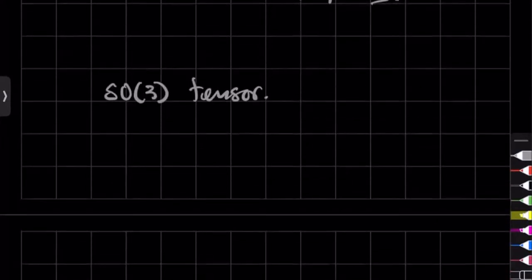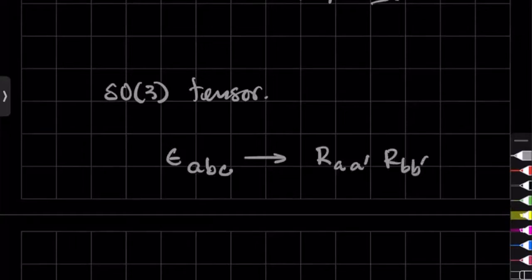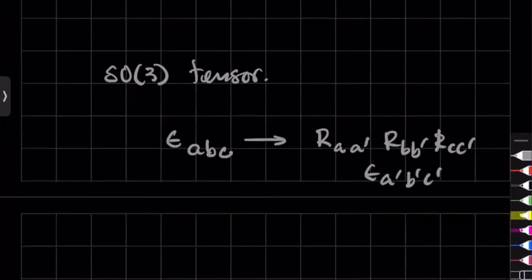So an SO3 invariant tensor is the Levi-Civita epsilon tensor. Suppose we have this tensor. It transforms as R_{AA'} R_{BB'} R_{CC'} epsilon_{A'B'C'}, right? This is how a rank 3 tensor should transform, right?